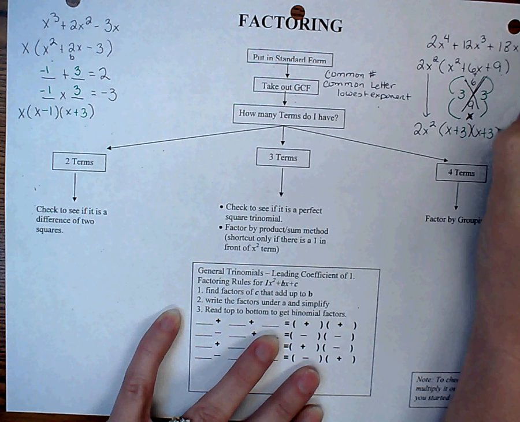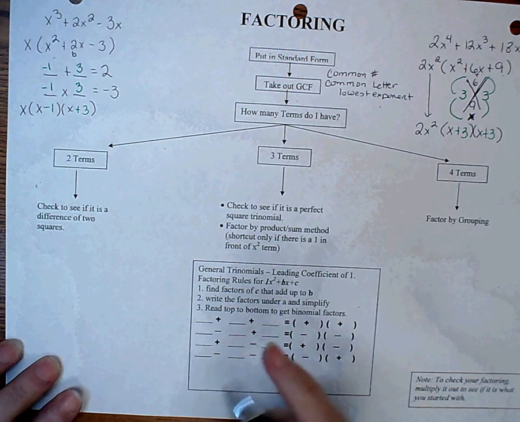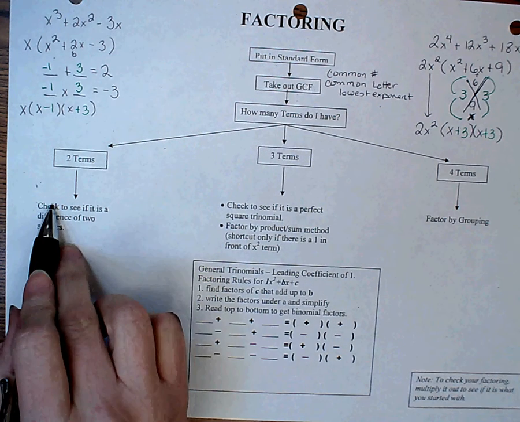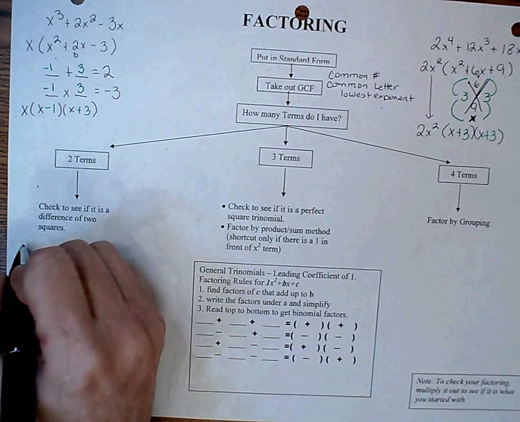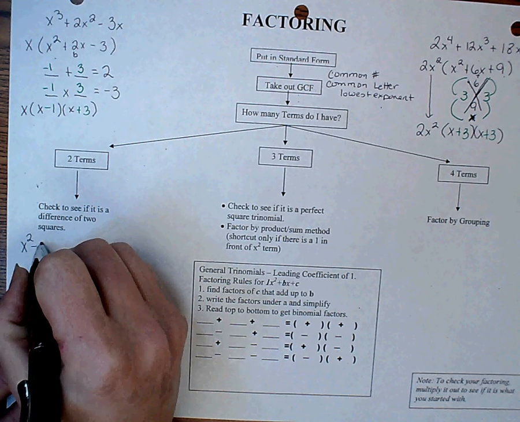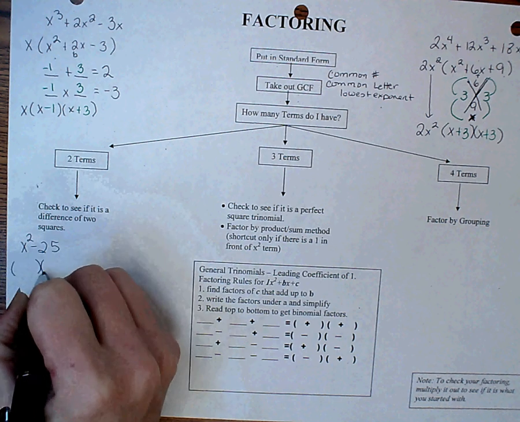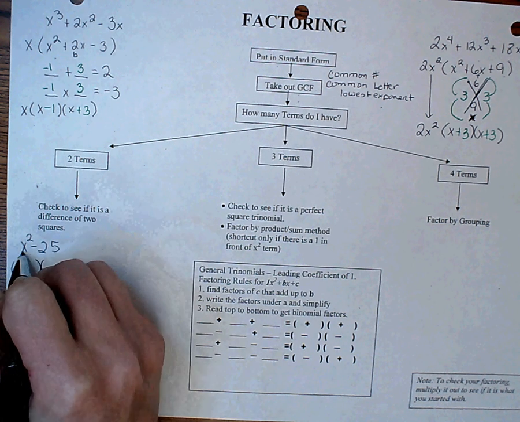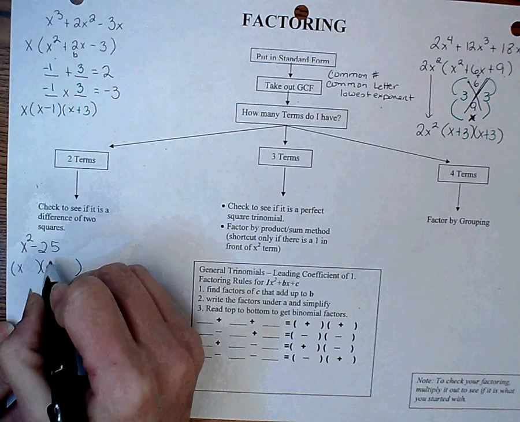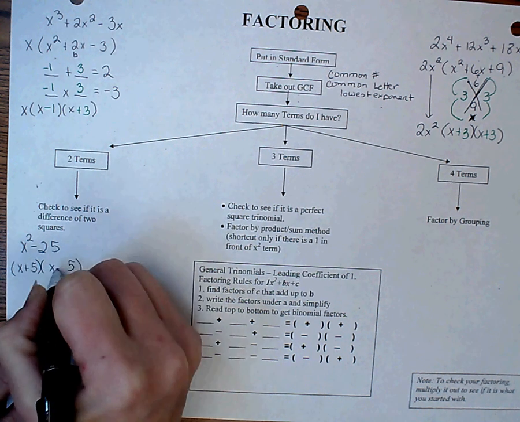Okay. So now that we've looked at trinomials, let's look at if we have 2 terms. Just reminding you how to do this, this is called difference of 2 squares. This one was real simple. If I square root this number, I get x. If I square root 25, I get 5. And it's plus or minus.